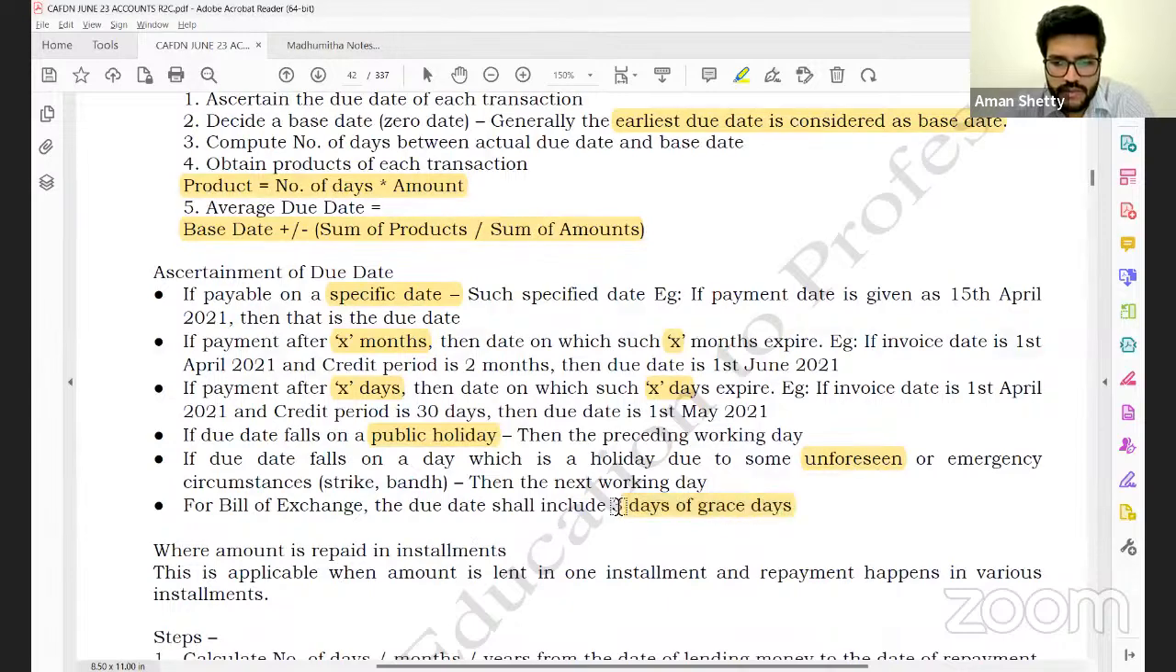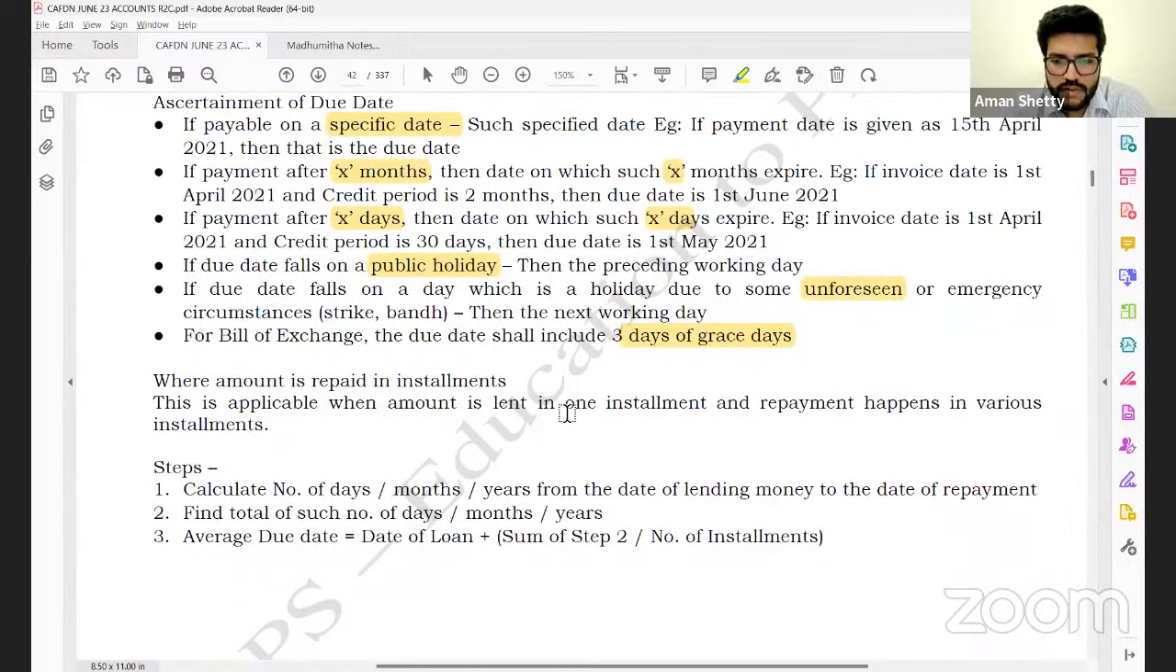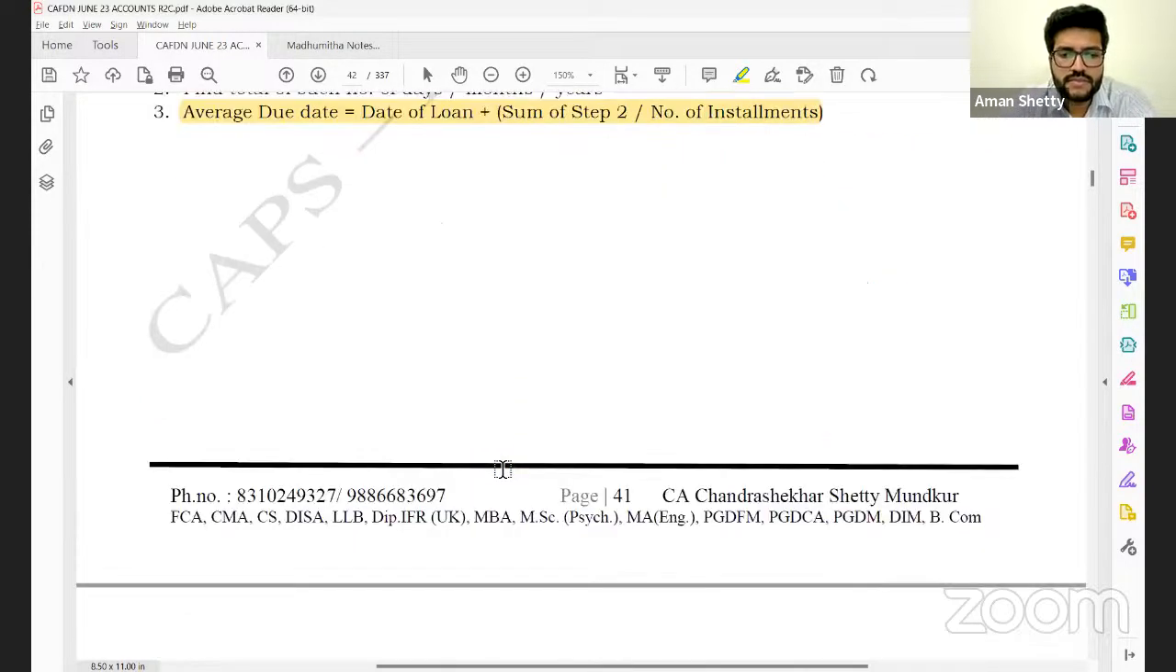Where amount is repaid in installments, this is applicable when amount is lent in one installment and repayment happens in various installments. Step 1: calculate number of days or months or years from the date of lending money to the date of repayment. Step 2: find total of such number of days or months or years. Step 3: average due date is equal to date of loan plus sum of step 2 divided by number of installments.